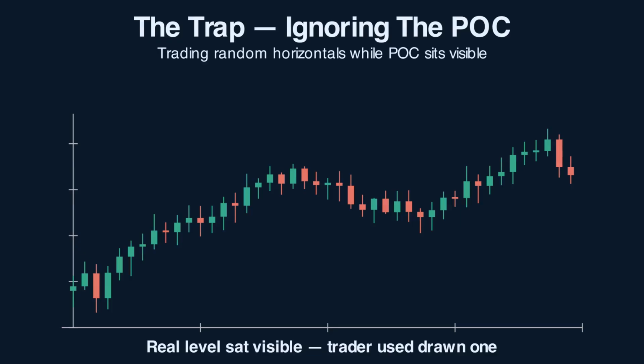That was the structural level, backed by real participation, not by their eye. Their drawn line had no volume confluence and got ignored by the market. The POC, sitting in plain sight on the volume profile, was the level worth respecting. The trader was reading the chart with the wrong tool.